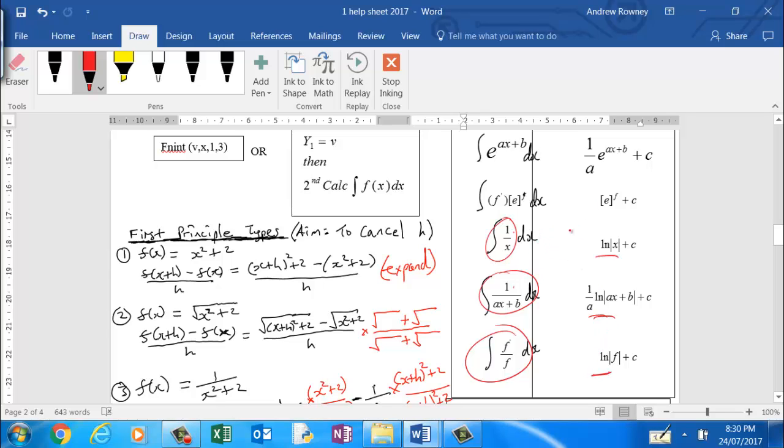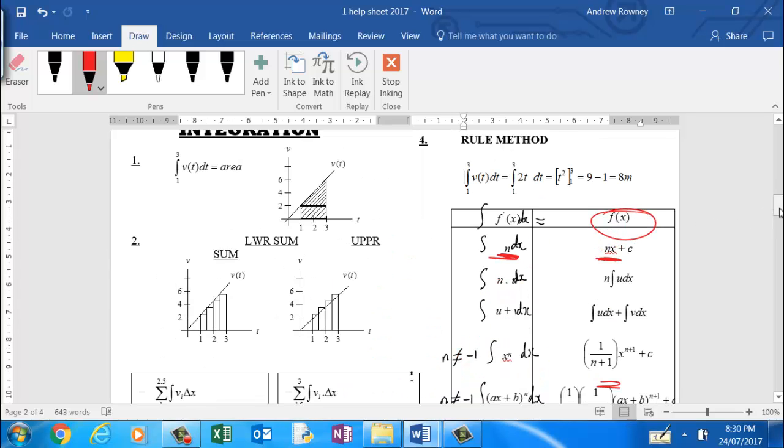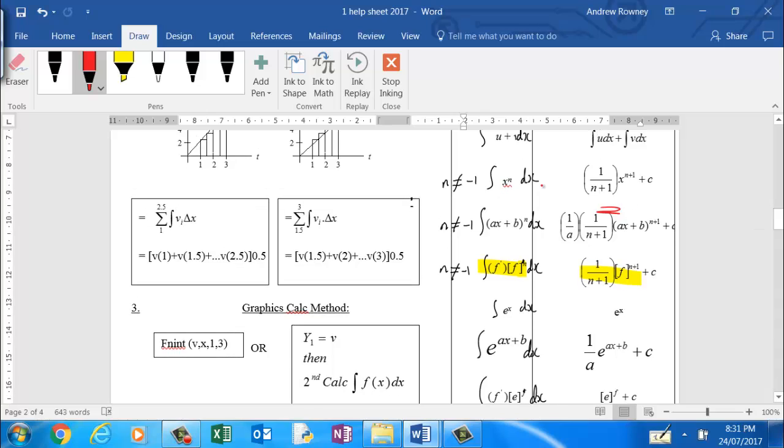Don't be confused with something like, say, 1 on x squared. That one can't be done using these ln rules, because it's not 1 on x, it's not 1 on a linear because you've got x squared, and it's not this one because the derivative isn't up the top. Derivative of that is 2x, there's no 2x up the top. So what you have to do is convert it into x to the minus 2, and then you can use the power rule, this one here, x to the minus 2, and you'll be able to use this integral.